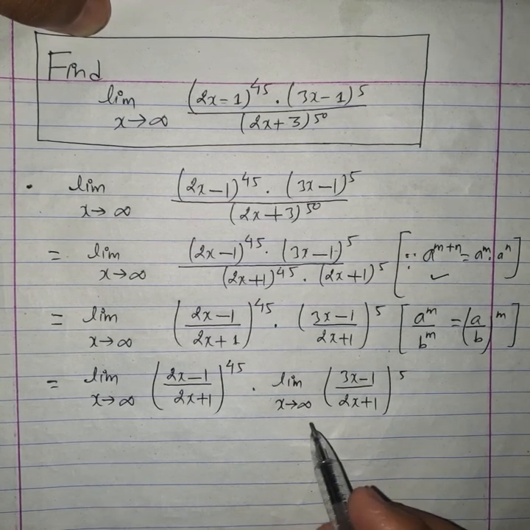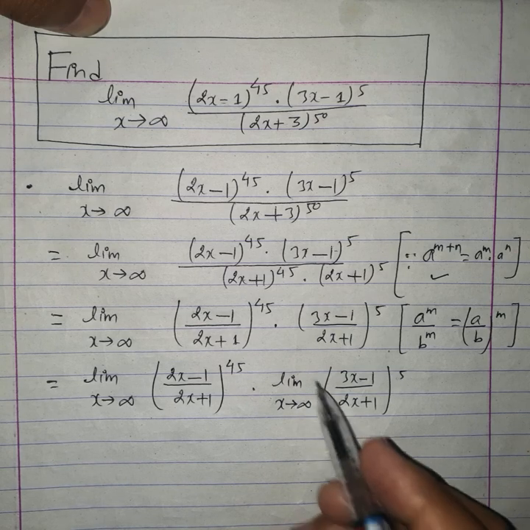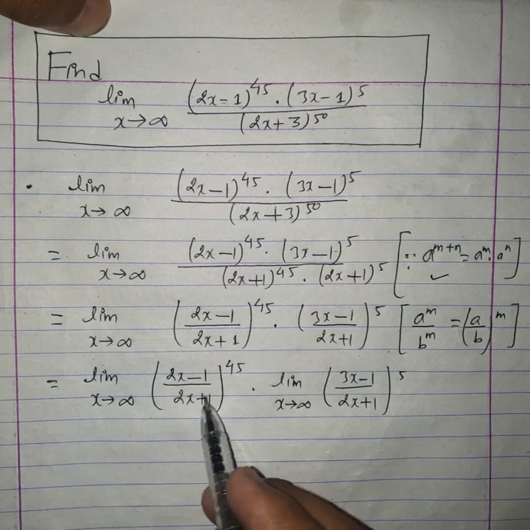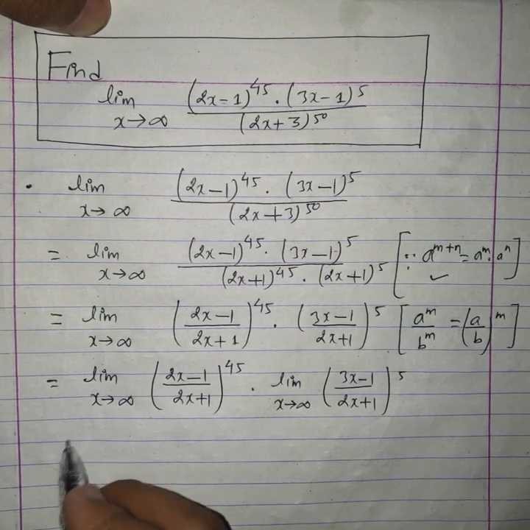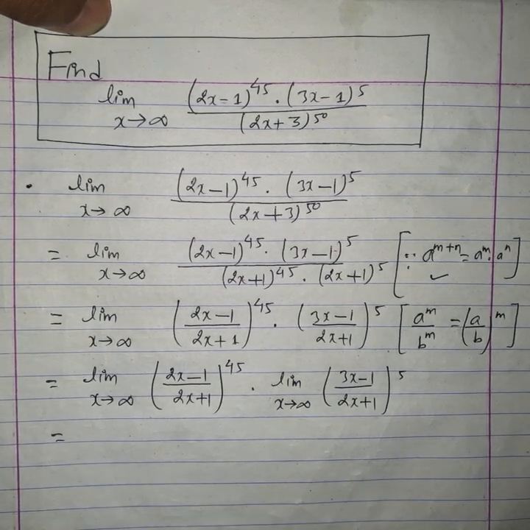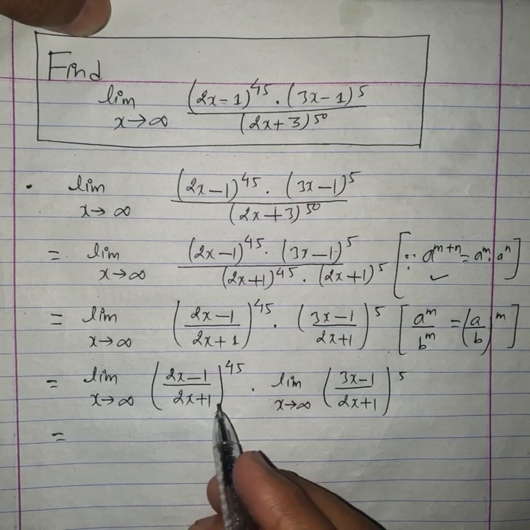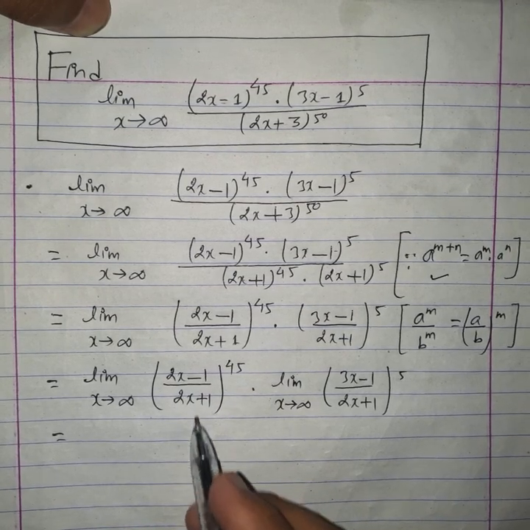Here we just use the limit property. By the property of the limit, the limit of the product is the same as the product of the limits of the functions. And here we can use another property of the limit.